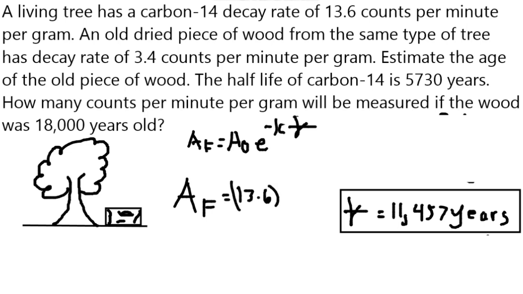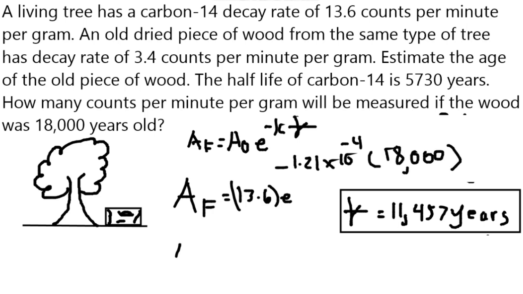That's going to be 13.6, and we have Euler's number here, and we're going to raise it to the constant of decay, negative 1.21 times 10 raised to the negative 4, times the time, which is going to be 18,000 years. So now let's calculate how many counts per minute per gram will be measured here. That's going to be 1.54 counts per minute per gram. So that's it for this problem.